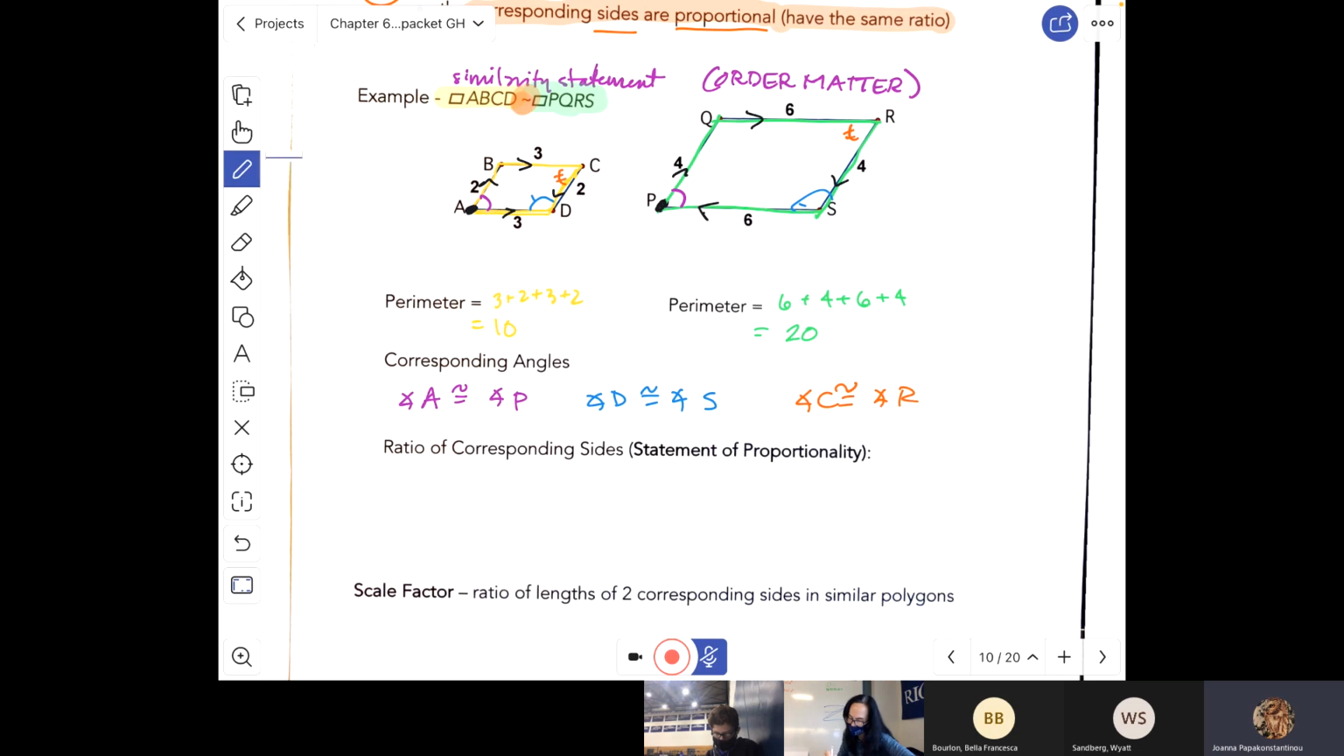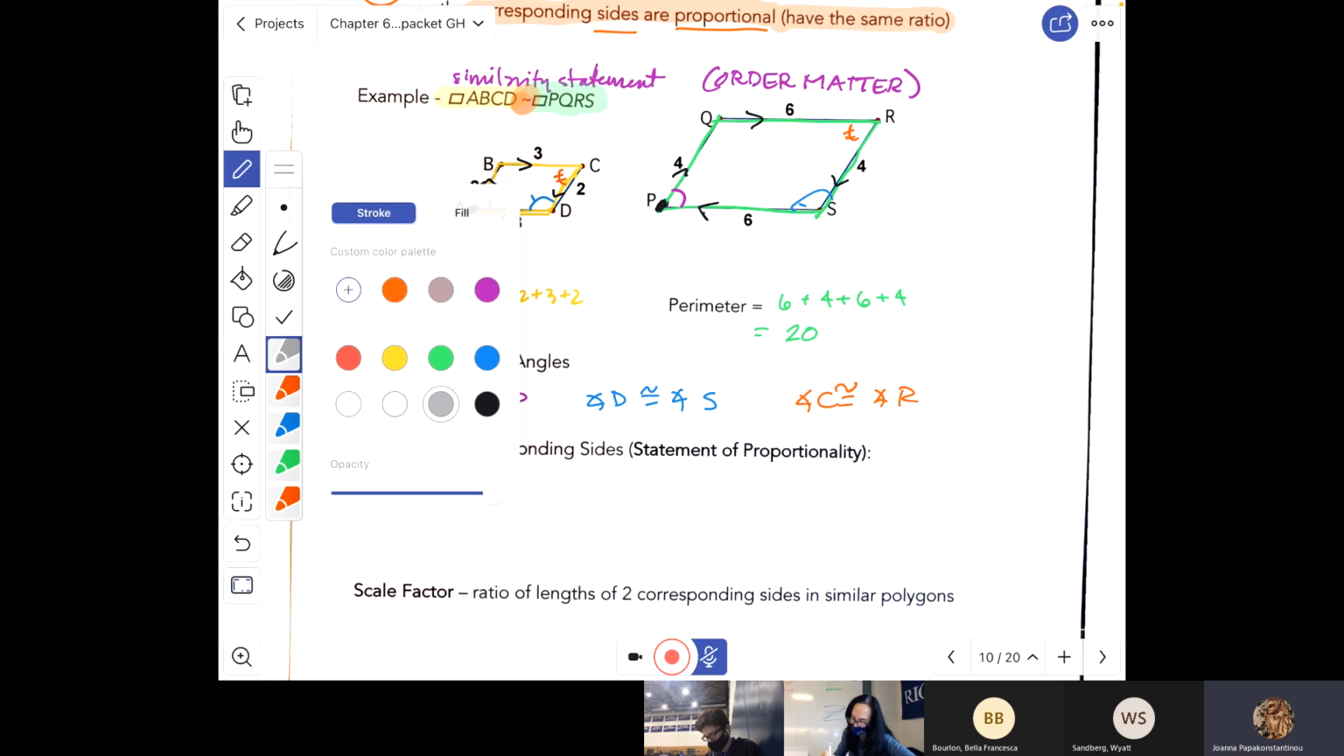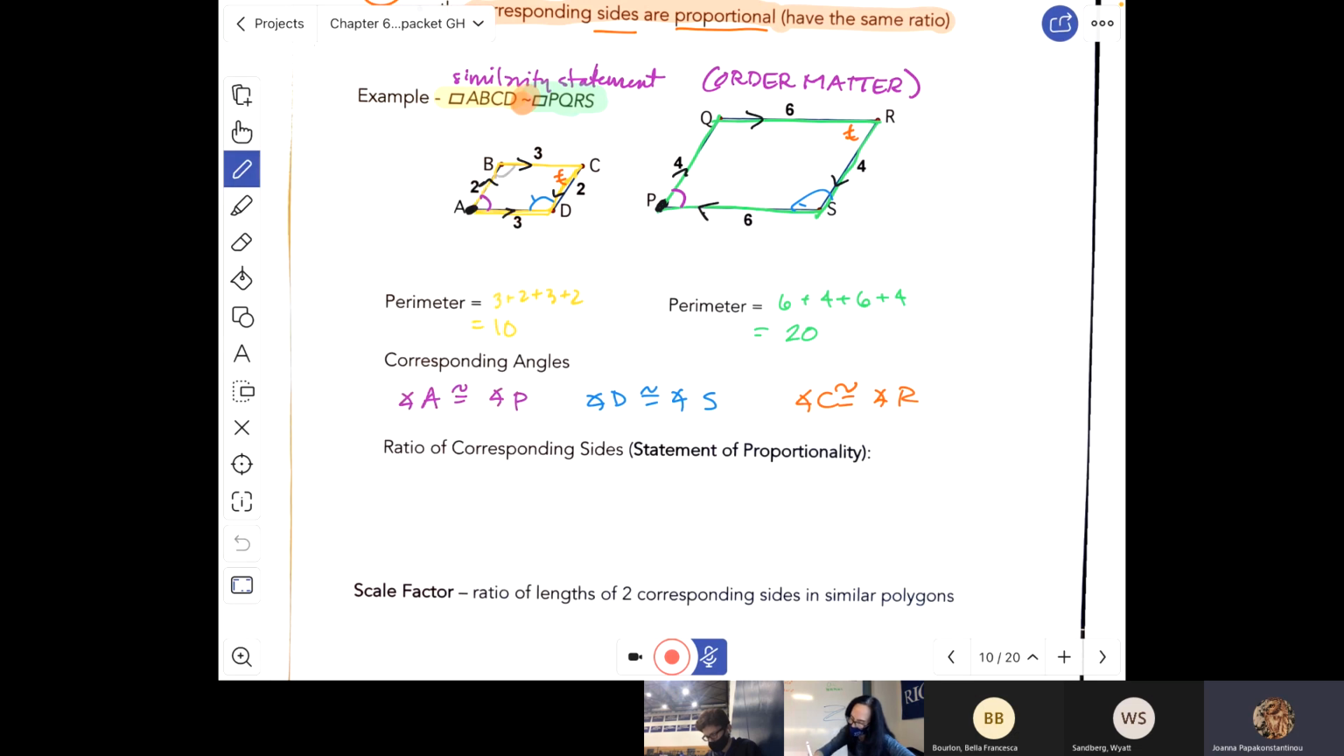And then lastly, I have angle B, which is corresponding and congruent to angle Q. Okay, so I could list my corresponding angles knowing that they're congruent because these are similar polygons. Now, the ratio of those corresponding sides allows us to come up with a statement of proportionality. This is going to allow us to find the scale factor.